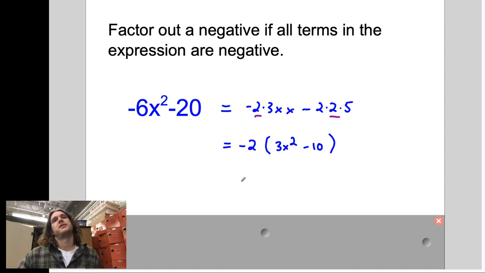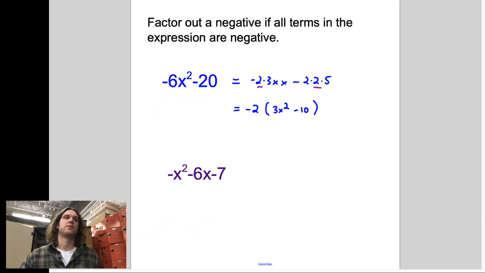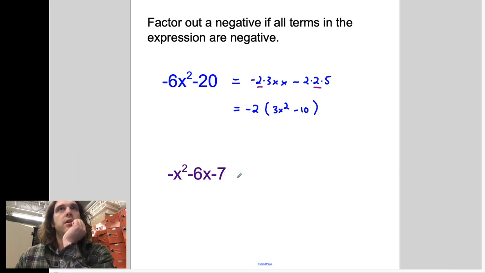3x squared minus 10 on the inside. Now let's take a look at this one. Take a guess. What do you think the GCF is in this situation? It's negative x times x minus 2 times 3 times x minus 7. Well, great. That was a waste of time because they don't share anything.